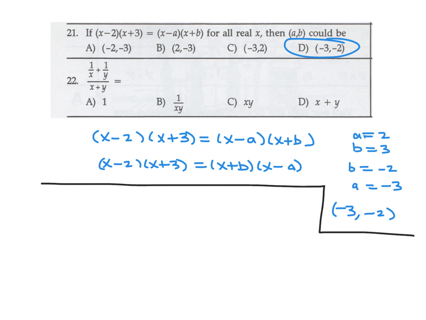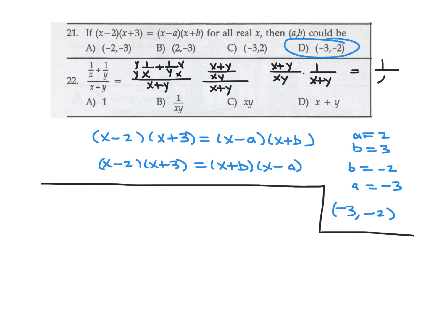One over x plus 1 over y, over x plus y. Okay, so get a common denominator, xy. 1 over x plus 1 over y, and then x and x all over x plus y. So that's going to be x plus y over xy all over x plus y. Invert and multiply, and we get x plus y over xy times 1 over x plus y. Okay, the x plus y's cancel, and that leaves you with 1 over xy. And therefore, number 22 is B.